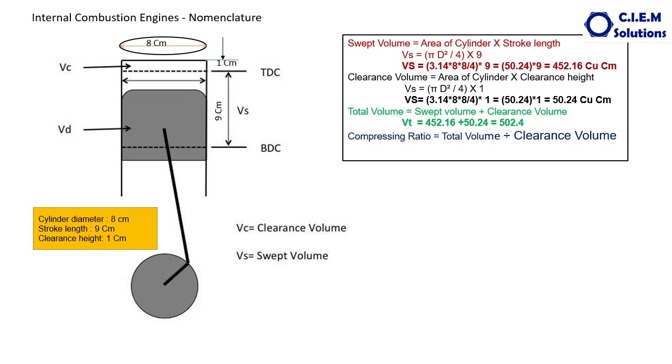Next, compression ratio. The compression ratio, as I told you, is total volume, that is 502.4, divided by the clearance volume 50.24, which comes to 1:10. This is the petrol engine. Normally the petrol engine compression ratio ranges from 1:9 to 1:10. If it is the diesel engine, what we'll be talking about now, the compression ratio varies from 1:21 to 1:25.